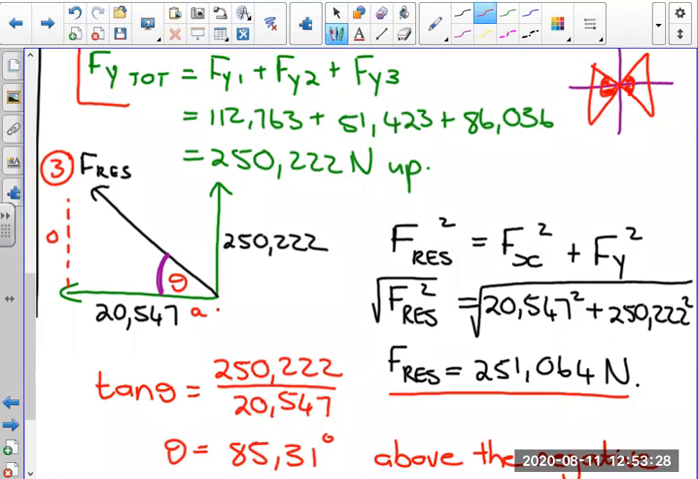Step 4 will be to use Pythagoras to work out the magnitude of the resultant force. And step 5 will be to work out the angle. Okay, so this is type 1. Normally we have 2 types of questions. This is type 1. Let's do another one that is almost the same.